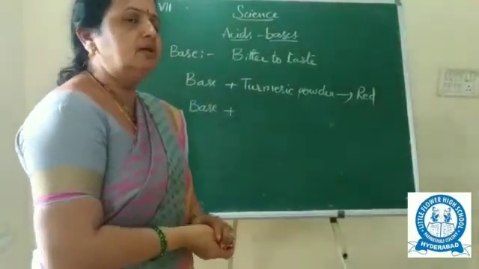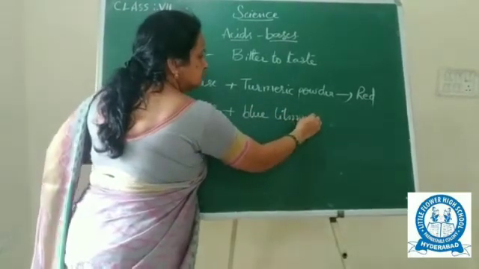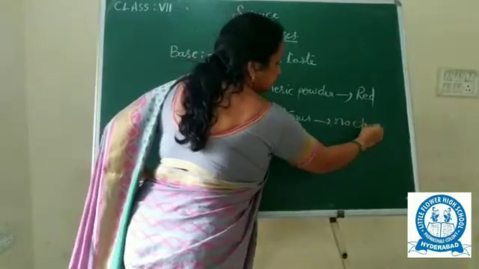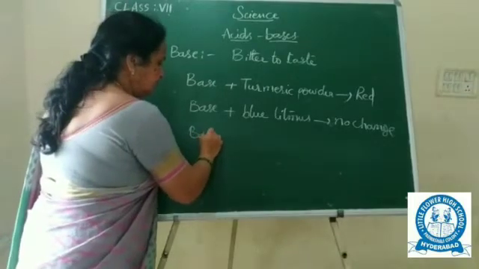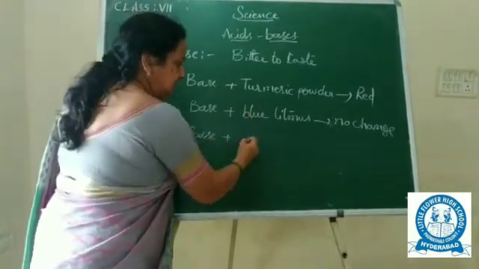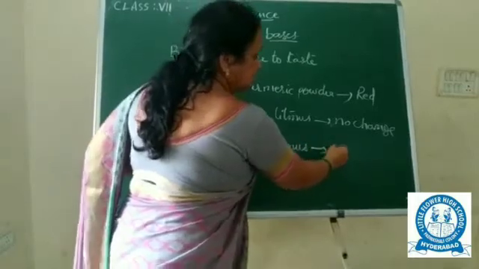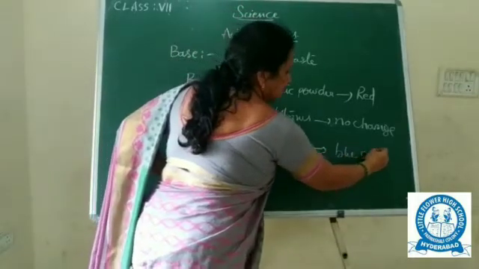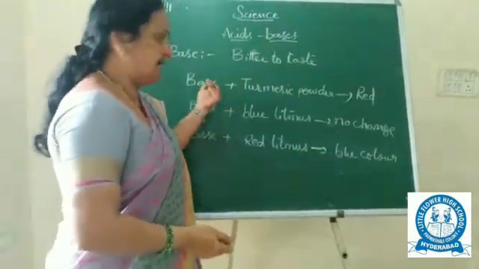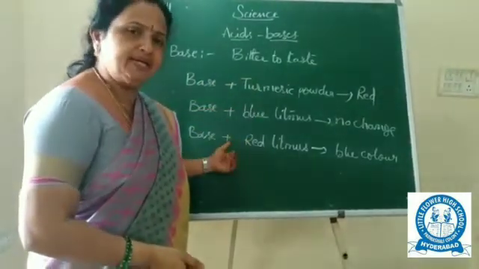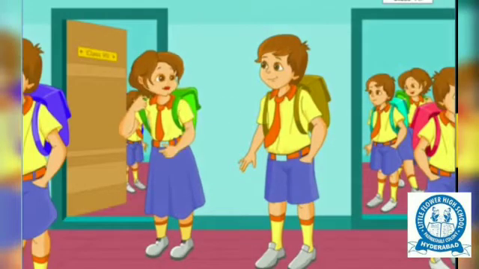Next, coming for this base, litmus papers. We should take litmus papers now. First we have to take the blue litmus. Blue litmus means there is no change. And with the same base, if you take, instead of blue, now you can take red litmus. Red litmus, it changes to blue color. I think you noticed that what we did with the acid, vice versa for this base. Understood, children?